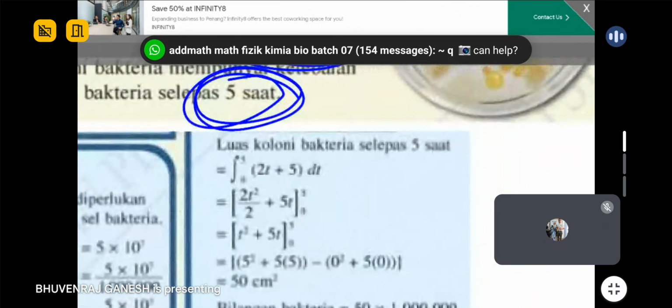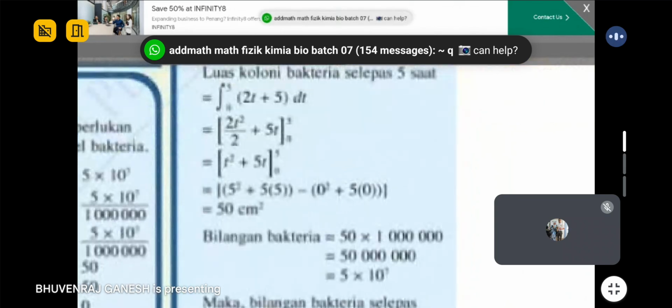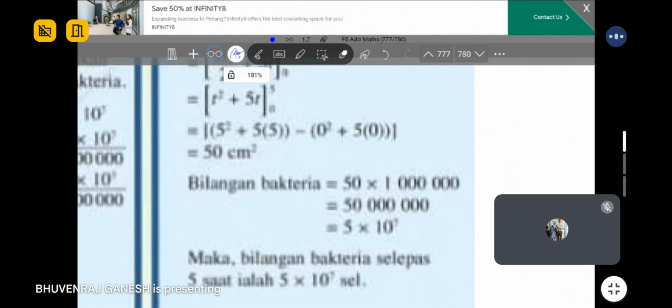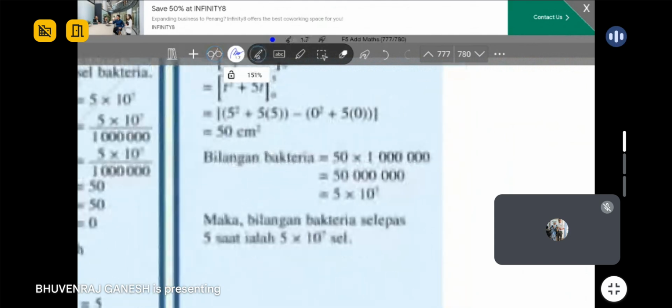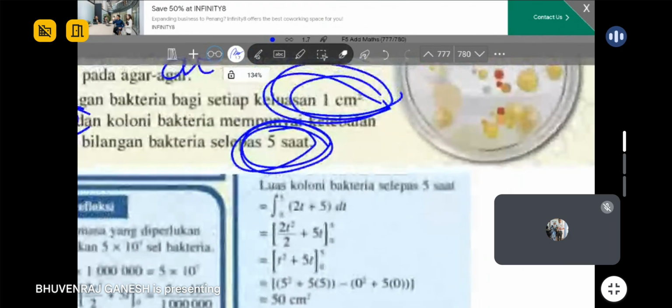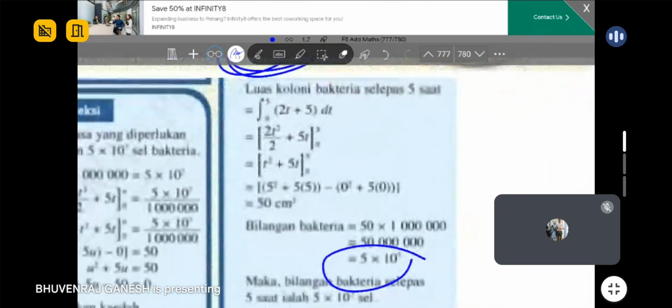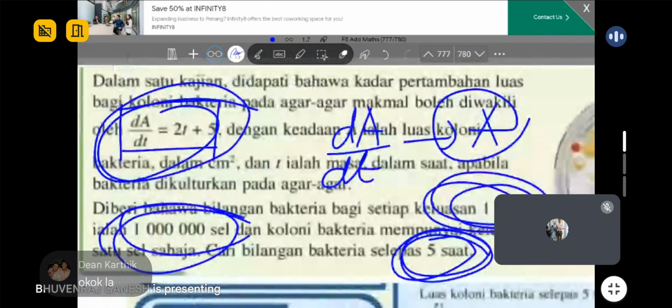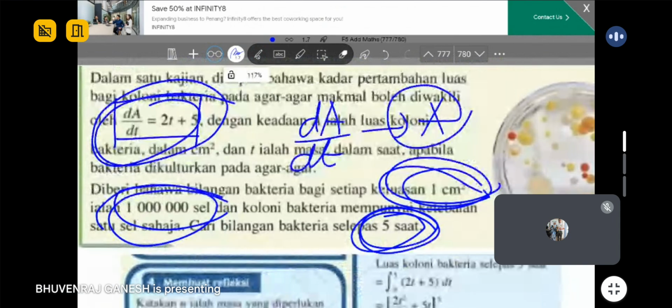You will get 50 cm square. Then you multiply with the number of cells, bilangan cells. So finally you got 5 times 10 power 7 cells. Easy, right, guys? Difficult, guys? Application question. This one only. That's all. You solve the question already. Okay, you do more questions, then you will understand better, I think. Okay, guys? Are you all clear for this one?